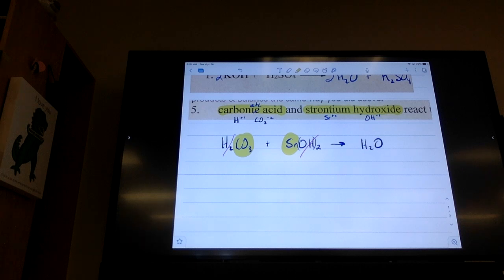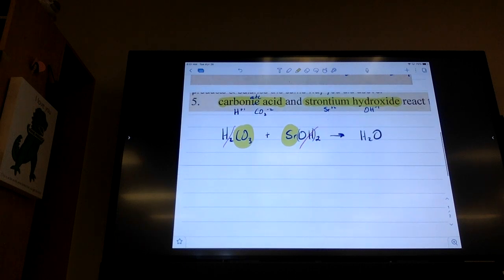All right, so now I'm going to put together the strontium and the carbonate. What am I going to write first? The positive one, which is the Sr, right? I've already written it down up here. So I'm going to put together the strontium and the carbonate. Well, they're both 2s. So does that mean I need 2 of each? Is that right?